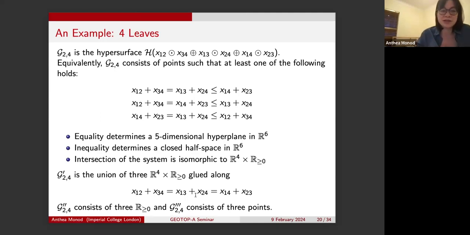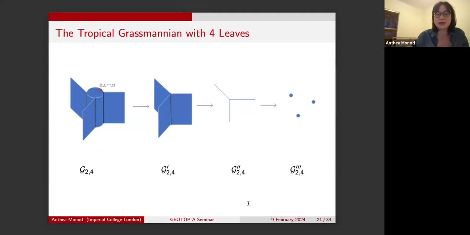So essentially what you have is 3 rays, and G triple prime 24 consists of 3 points. So here's how you can look at it: you have the tropical Grassmannian, and you're looking at your sequence of maps here, and then you just land on BHV space and the link of the origin.